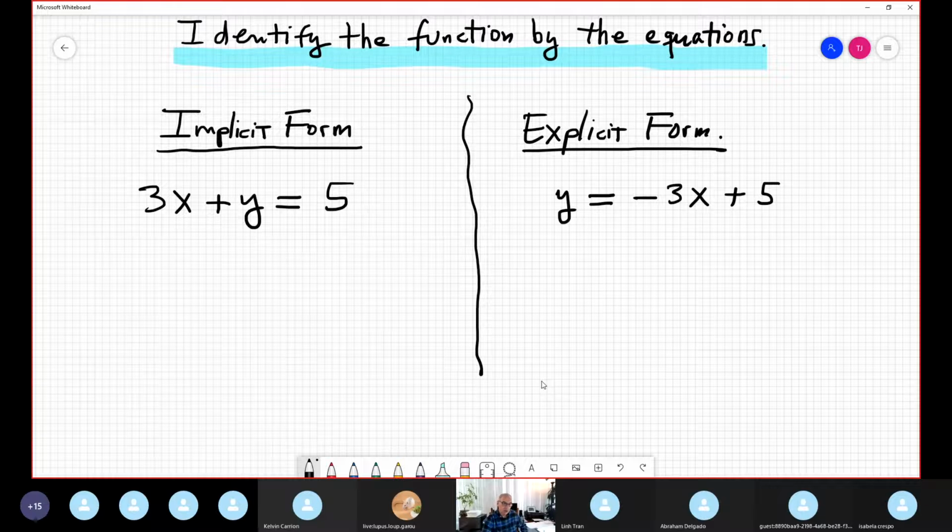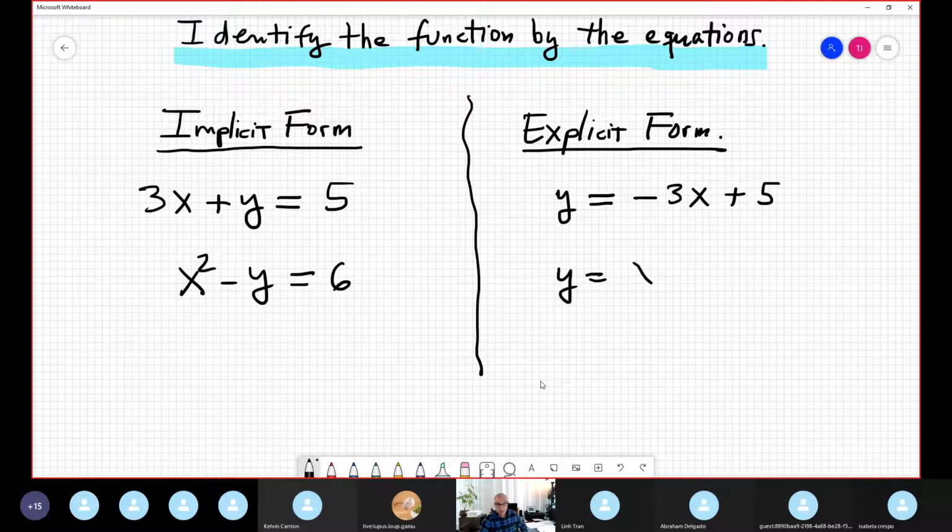Okay. Another example to illustrate the idea. x squared minus y equals 6. If you want to write an explicit form, you solve for y, you put a y alone. The manipulation is x squared minus 6, and you put the y on the right hand side, and you interchange. Okay? This is explicit when the y is totally isolated.